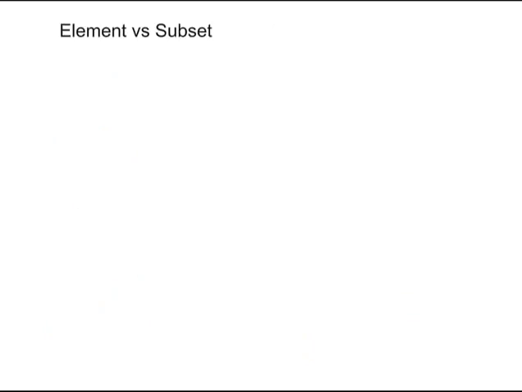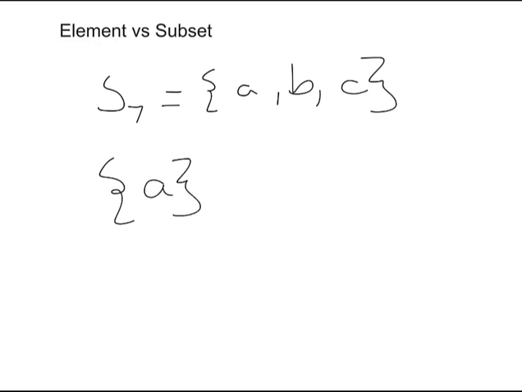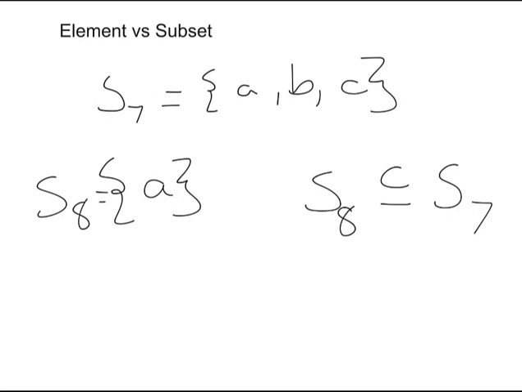So let me just try and clarify one more time. Let's suppose that I have a very simple set. Let's suppose I have the set, still have no clue what we're up to, S7, and S7 is the set A, comma B, comma C. And the set containing just A, which we'll call S8. Now, it is the case that S8 is a subset of S7, because if we go through everything that happens to be in S8, let's see, what's in S8? Oh, there's an A. Then I say, oh yeah, that's in S7 too.